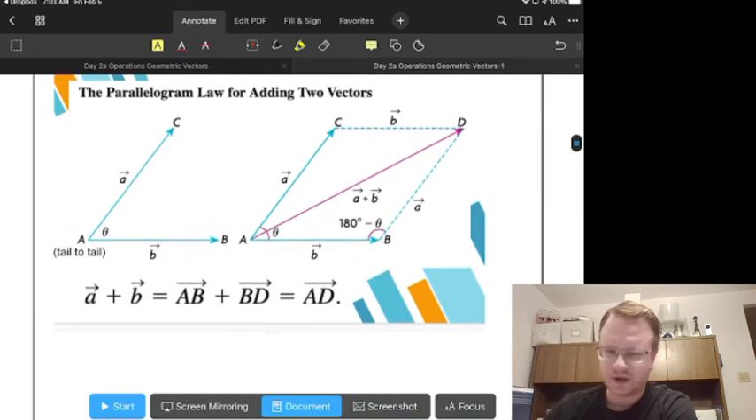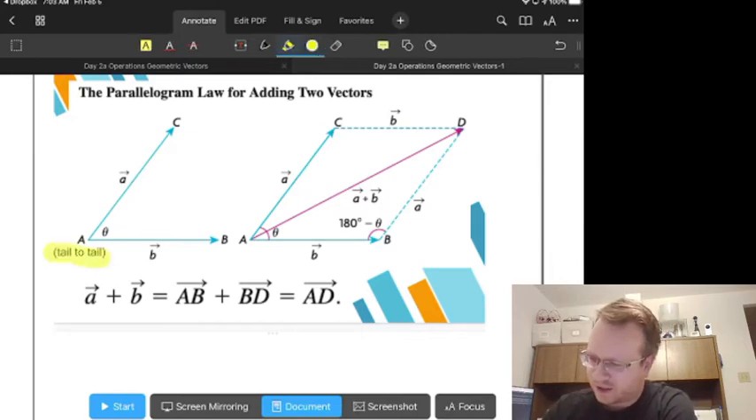Let's take a look at a little more detail of the parallelogram law. Once again, you're arranging these tail to tail. Vector A and vector B, or in our specific case it was vector F2 and F1, but in the general case, vector A and vector B, we arrange them like this. We can label our points A, B, and C. And now we can draw a triangle.